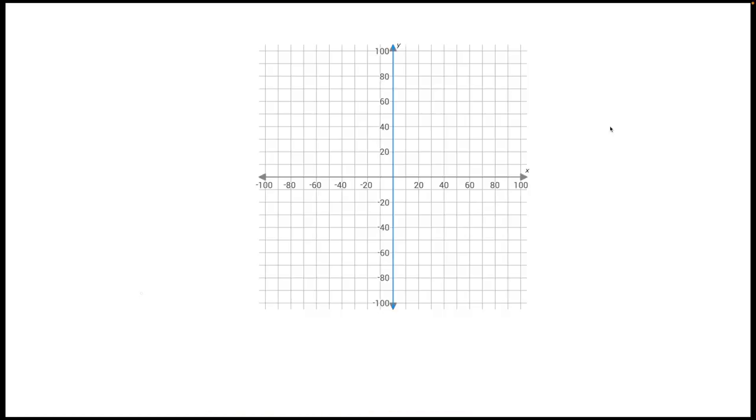All right, it's time to practice what you just learned. Go ahead and pause the video and try this problem on your own. And when you're ready, you can unpause the video and we'll check your answer.